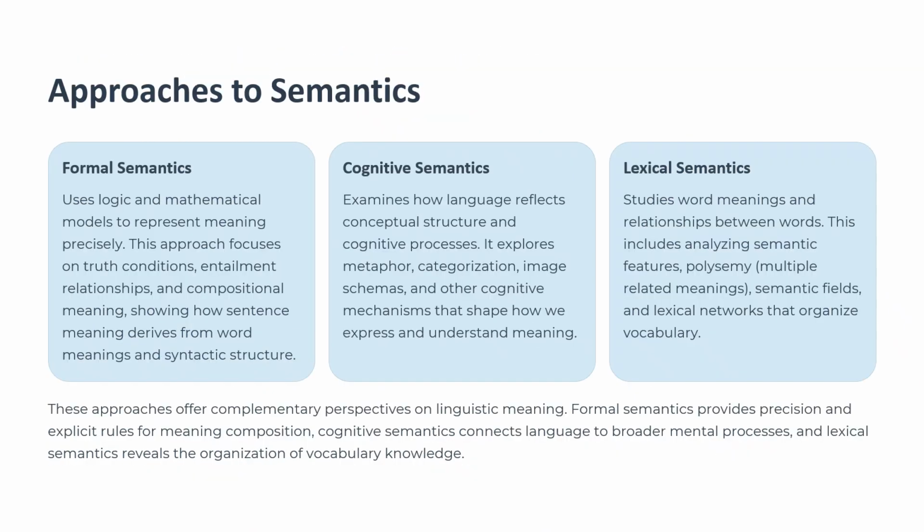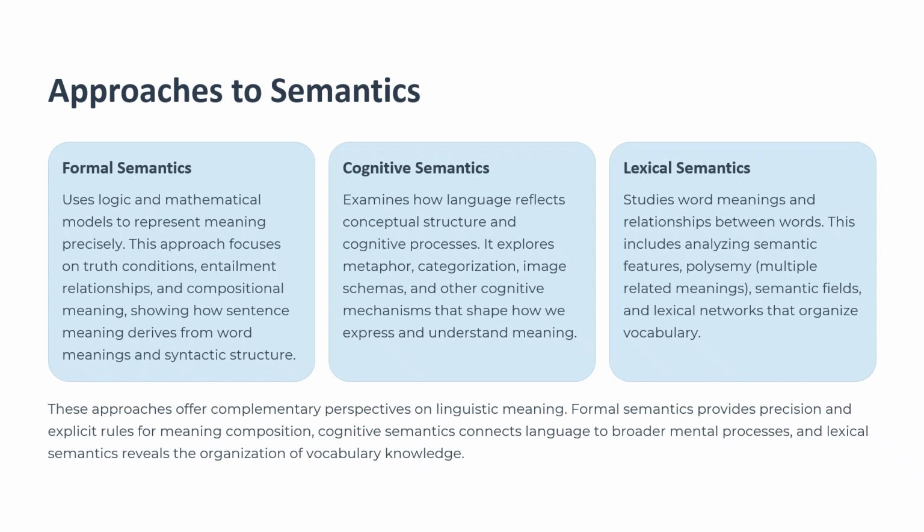Approaches to semantics: formal semantics, cognitive semantics, and lexical semantics. Formal semantics uses logic and mathematical models to represent meaning precisely. This approach focuses on truth conditions, entailment relationships, and compositional meaning, showing how a sentence's meaning derives from word meanings and syntactic structures.